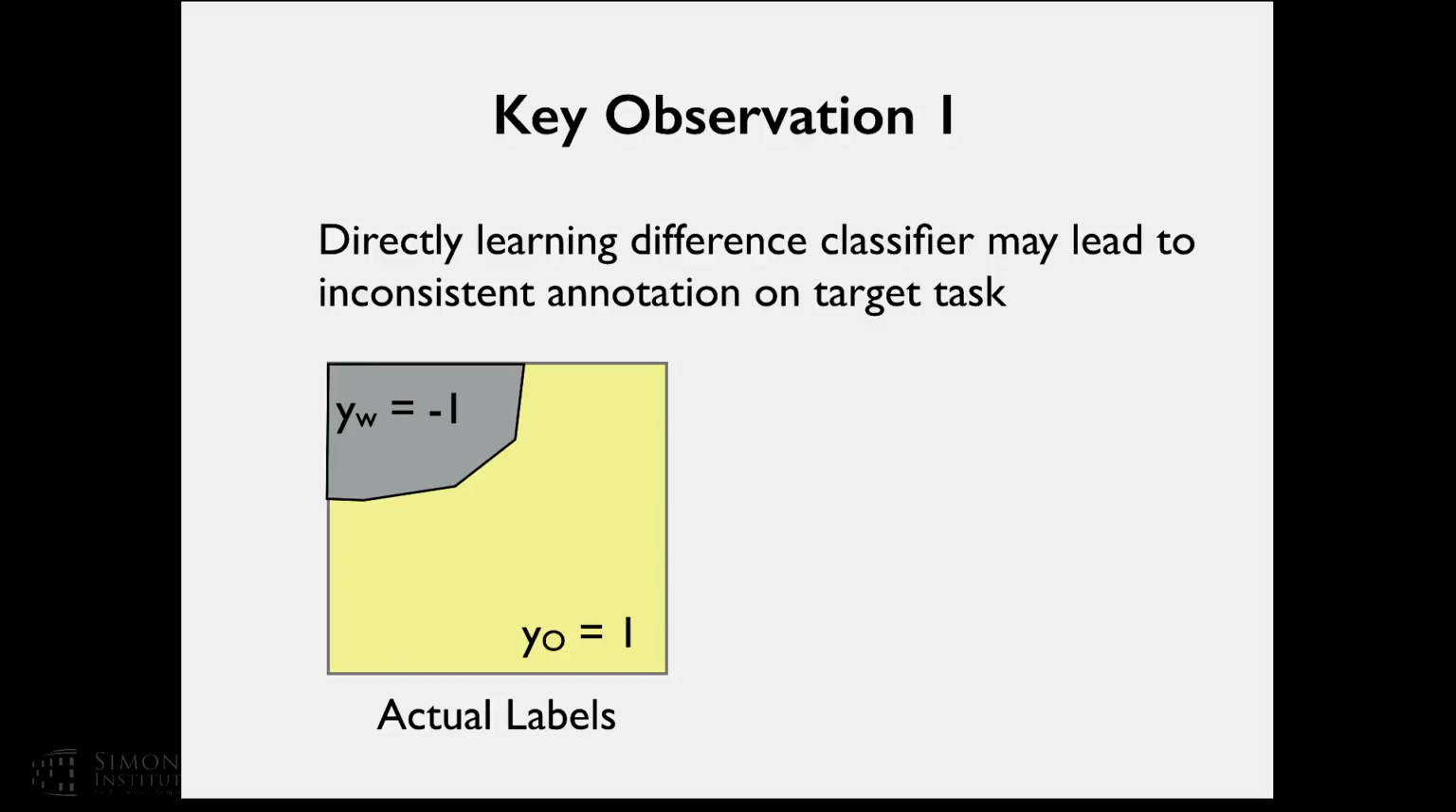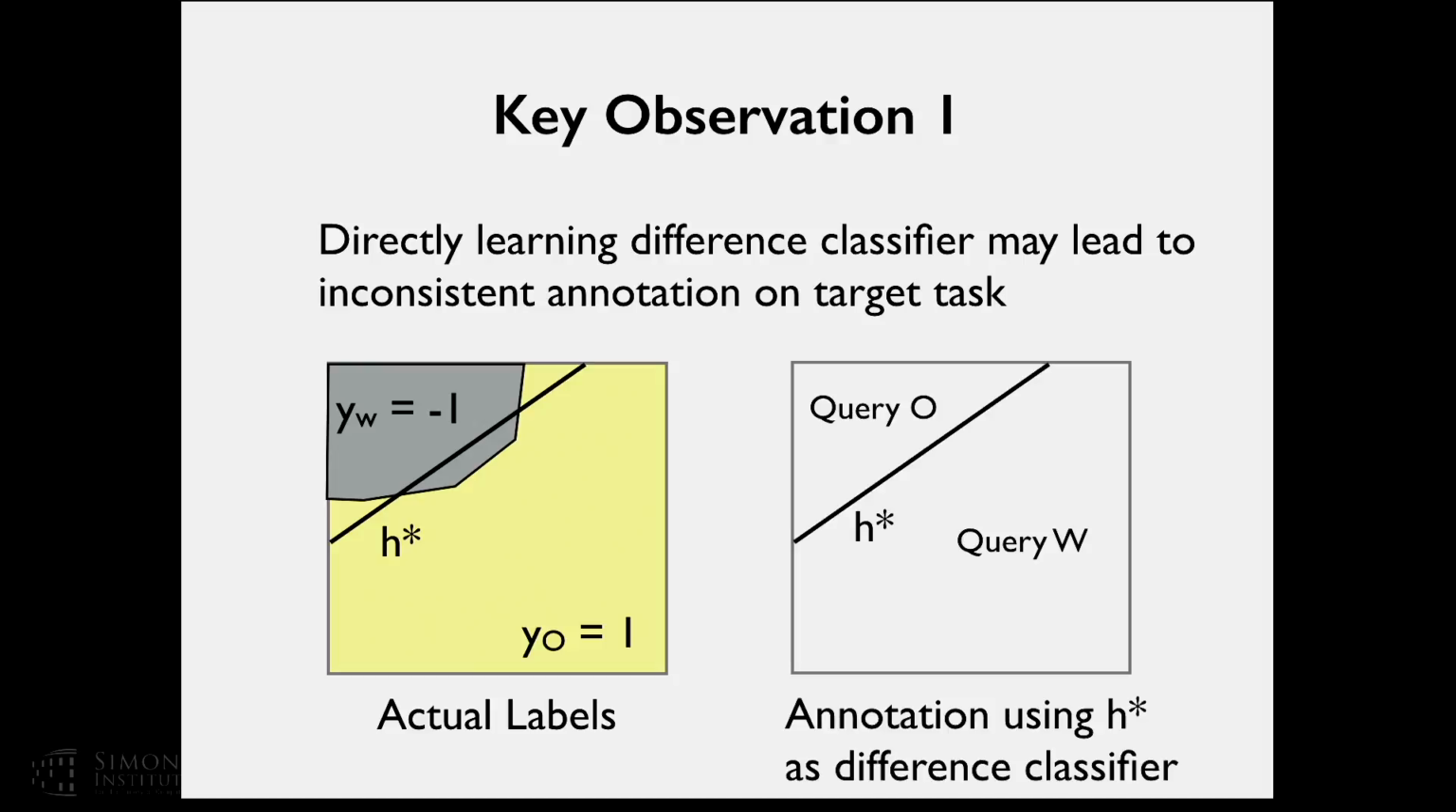The oracle labels the entire space as yellow. W is going to label that corner over there as gray. Now, in this case, if you run this algorithm and you want to find h-star, well, this is the h-star. Let's say we are looking at h-star as linear classifiers. This is the h-star that best predicts where O and W differ. This is the region where they differ. This is the region where they don't differ.